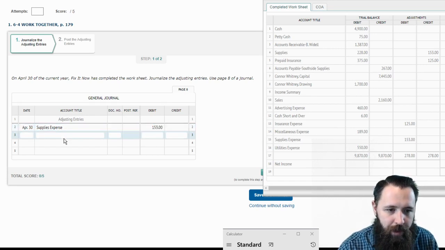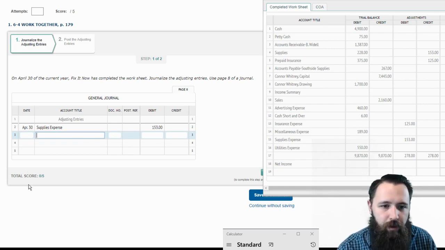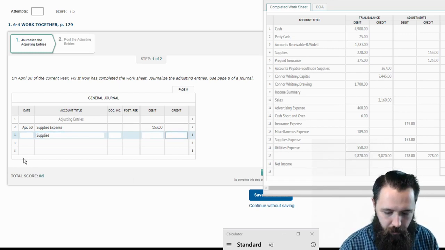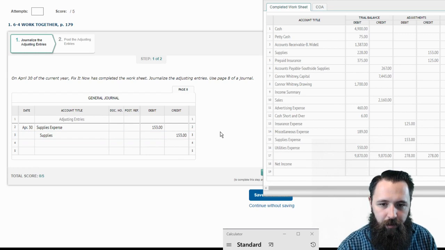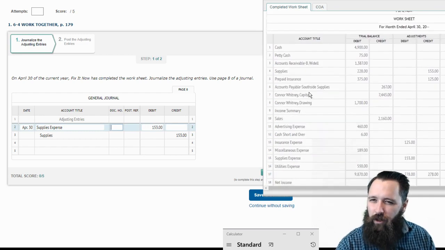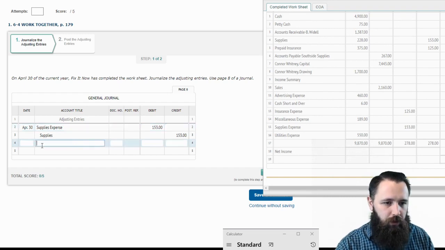And it's going to be a debit. When we go over here to supplies, our supplies account is going to be credited by 153. So supplies, and then it'll be credited by 153. There we go. Now, is there a source document for this? We're using the worksheets, so I don't see any source document that we'd actually be using. So let's just keep going.